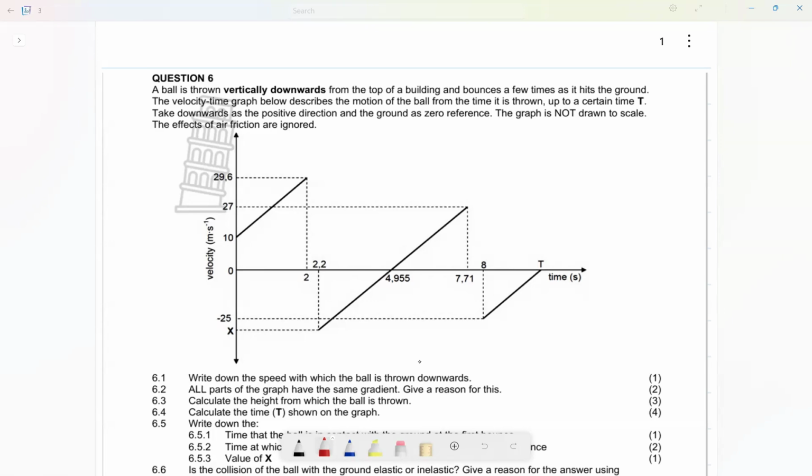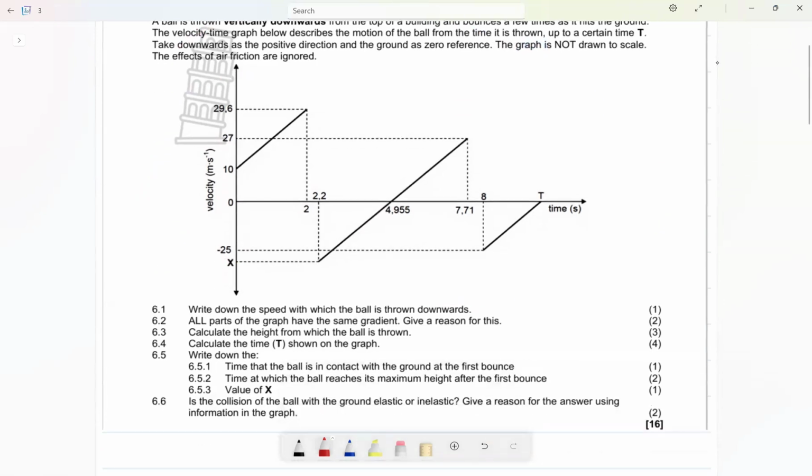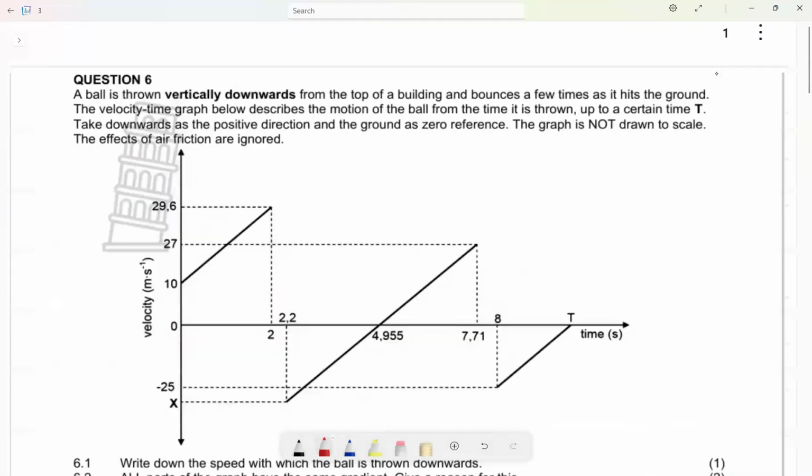I want us to look at a graph type of question. Yes, so it is also vertical projectile motion. It says a ball is thrown vertically upwards from the top of the building, and bounces a few times as it hits the ground. The velocity time graph below describes the motion of the ball from the time it is thrown up to a certain time t. Take downwards as positive direction and the ground as zero reference. The graph is not drawn to scale.